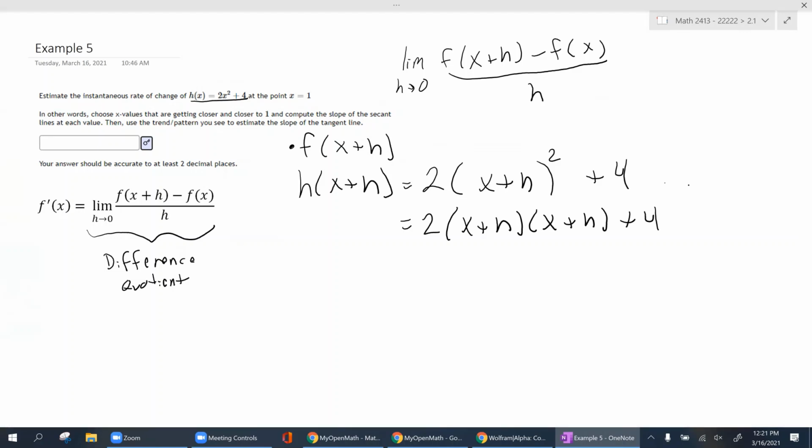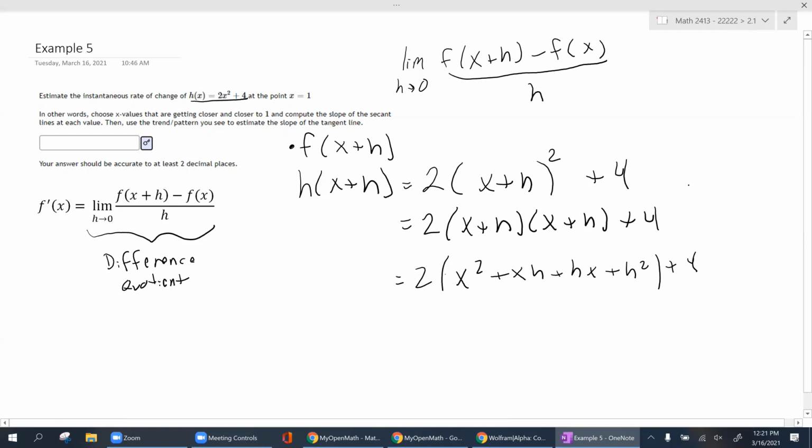Now I'm going to FOIL first: outside, inside, last. What I'm going to do now is distribute that 2. So this ends up giving me 2xh plus 2x squared plus 2xh plus 2hx plus 2h squared plus 4.